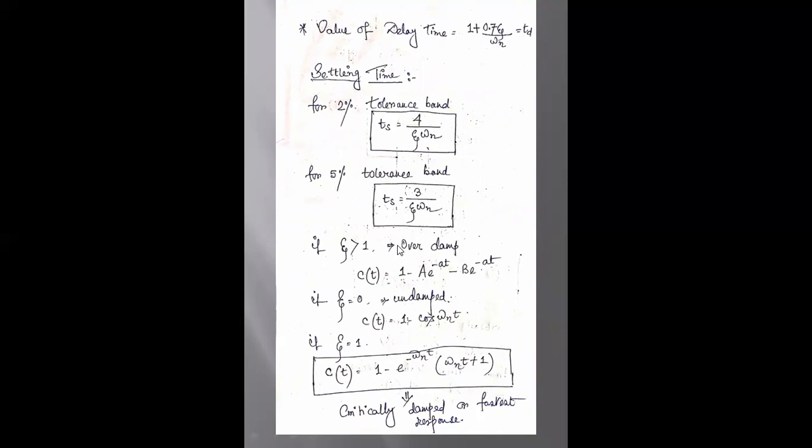If zeta greater than 1, it is the overdamped response. If zeta equal to 0, it is called undamped, and c(t) equal to 1 minus cos omega n t. If zeta equal to 1, the output is this one. So the critically damped or the fastest response, c(t) equal to 1 minus e to the power minus omega n t into (omega n t plus 1).